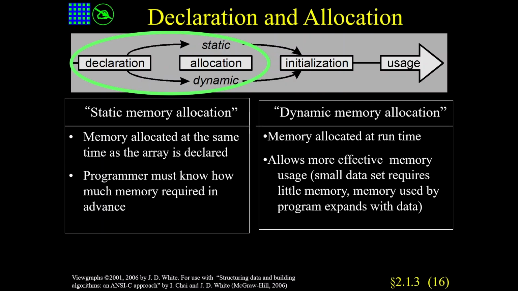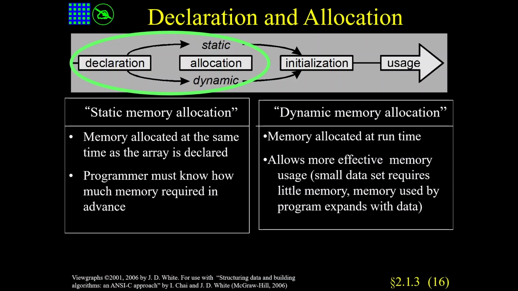Okay, so there are 2 ways of allocating memory. One is called static memory allocation, and the other is dynamic memory allocation. For static memory allocation, the memory is allocated at the same time as the array is declared. So you declare and allocate memory at the same time. As a consequence, the programmer needs to know how much memory is required in advance.